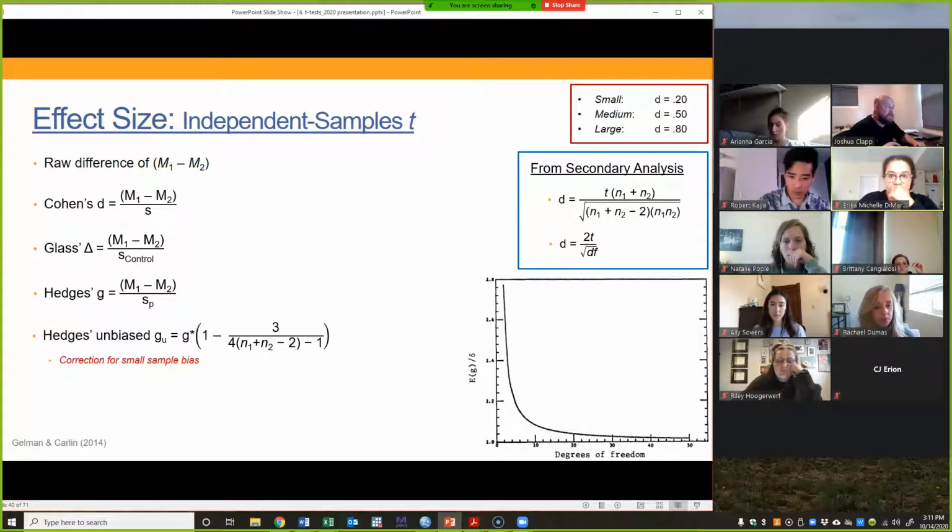From secondary analyses, again, with all the stuff that we're doing, you have all the information to calculate these things directly. So if you're working with your own data, these are the formulas that you should be using.